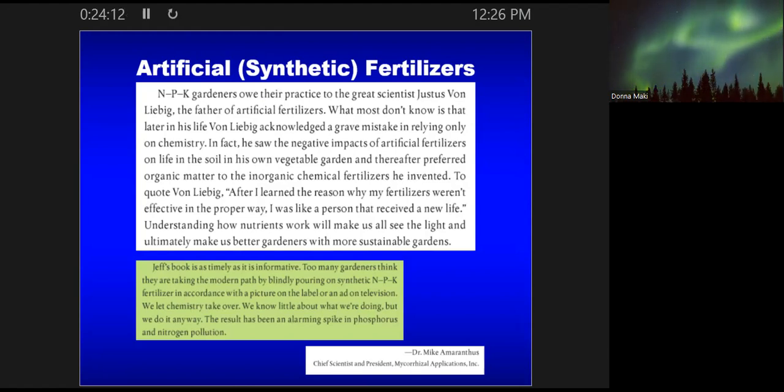But here, this quote is taken from a book, and it says, "What most don't know, is that later in his life, Liebig acknowledged a grave mistake in relying only on chemistry. In fact, he saw the negative impacts of artificial fertilizers on life in the soil in his own vegetable garden, and thereafter preferred organic matter to the inorganic." So the father of artificial fertilizers was like, oops. It has a role to play in some cases, but he was realizing before he died that organic matter was actually creating a healthier plant in his garden.